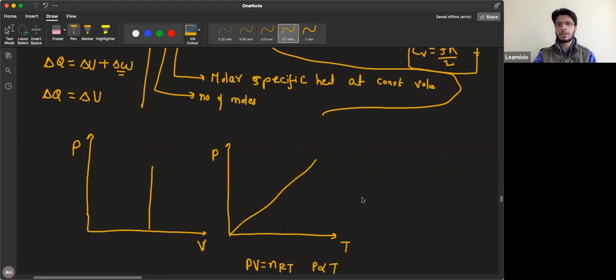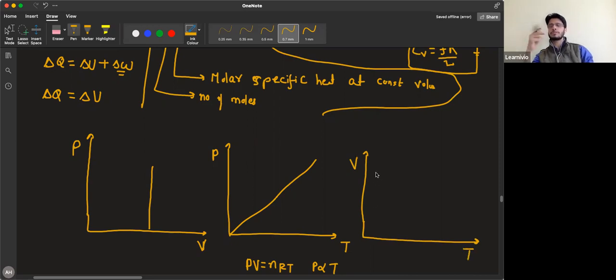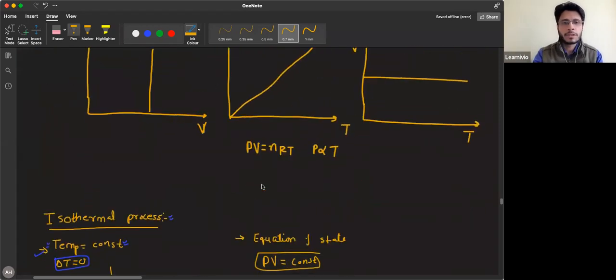Similarly, we can plot one more graph, and that is volume versus temperature. Priyadarshini, what will be the nature of this graph for isochoric process? Volume is not changing, volume is constant. Temperature is changing. What will be the nature of the graph? Krishna? Parallel to x-axis. This is for an isochoric process.